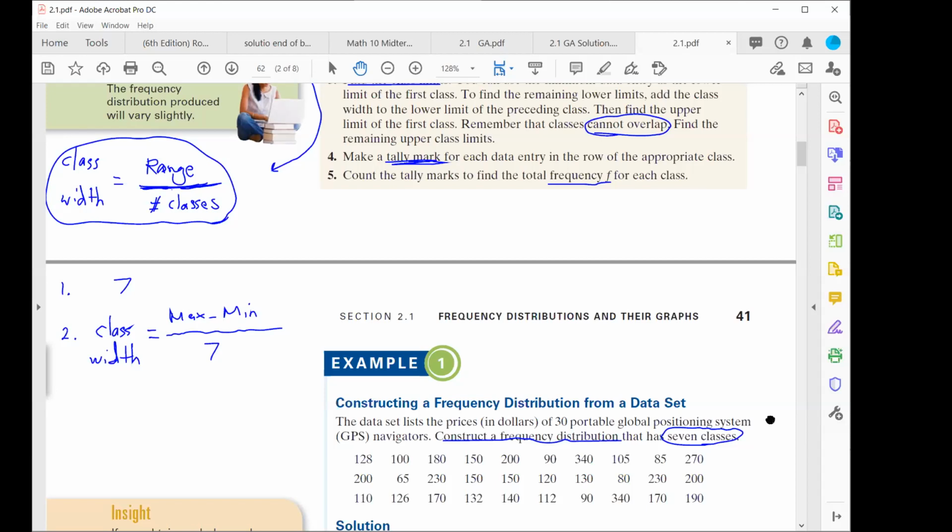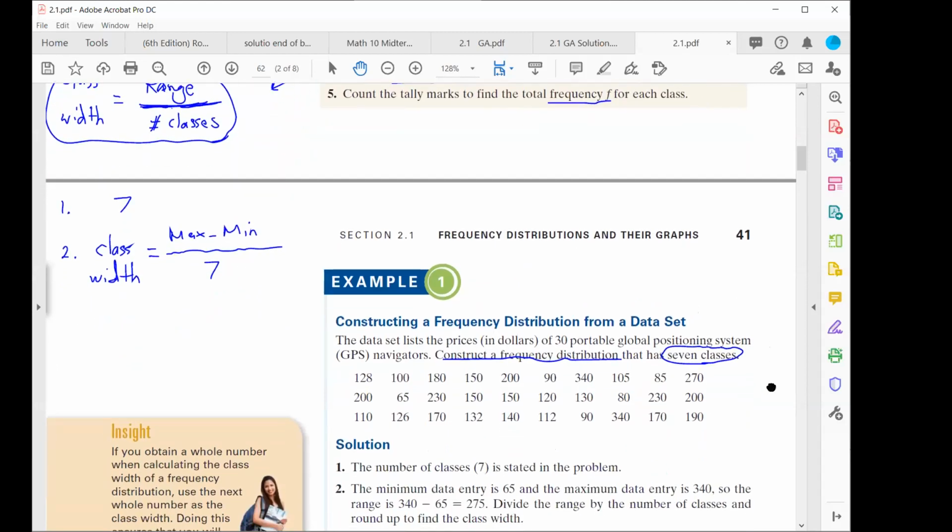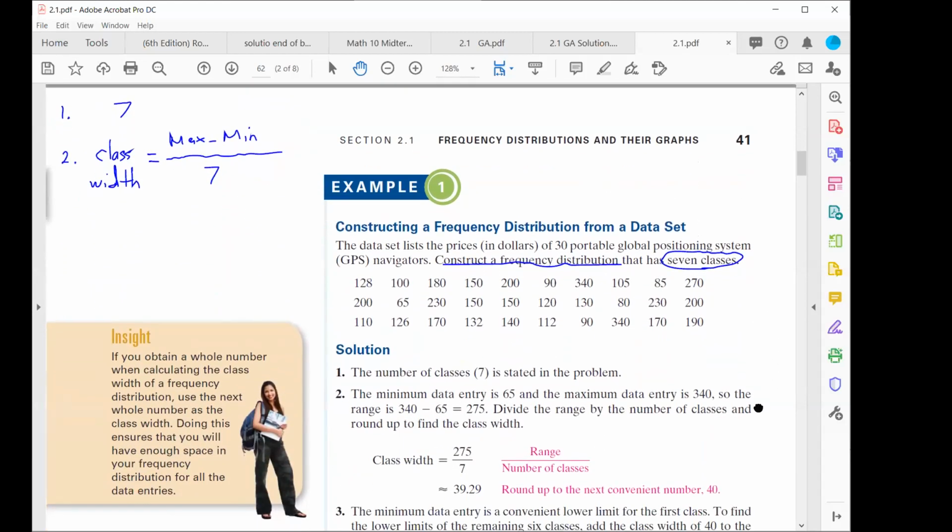Very well. The class width, you can round it up to get 40. The maximum value in this collection, so let us look for the maximum value in our collection. What is our maximum value? Is it 230? Okay, 340. This is your maximum value. What is your minimum value, guys? 65. Thank you very much. This is your minimum value.